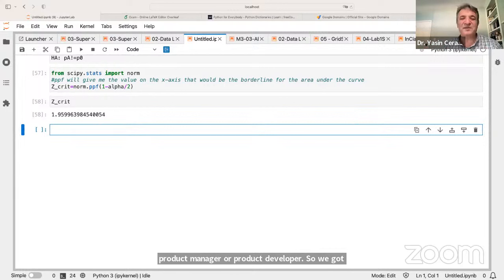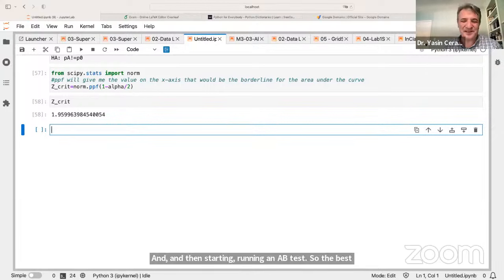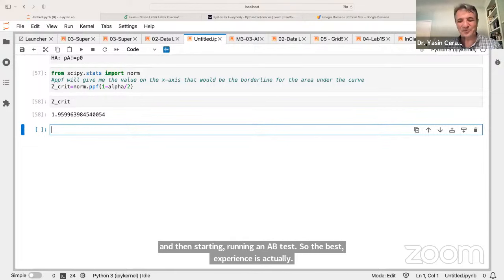So we are testing something, right? Some product, something. So it requires input from many parts of the organization. Like, let's see, at least 3 parts of the organization. I would say it sounds simple, but it is not very simple. Coordinating between these different groups and then starting running an A/B test. So the best industrial experience is actually working in a group.